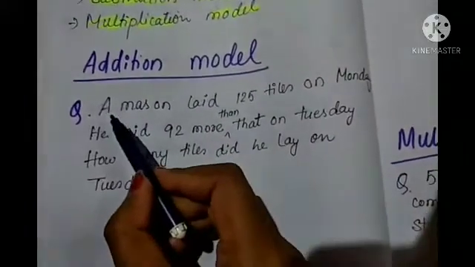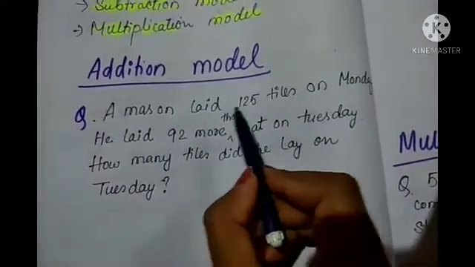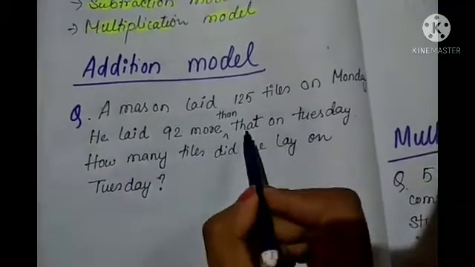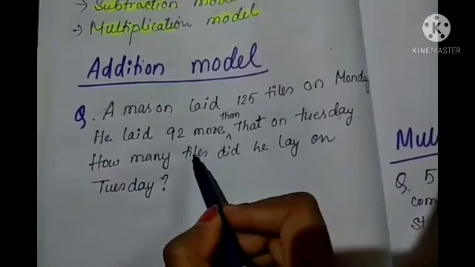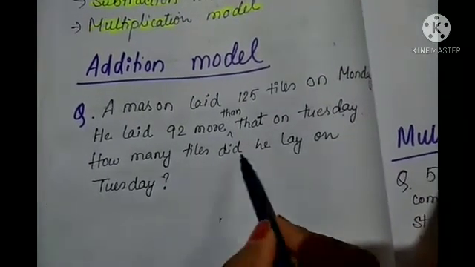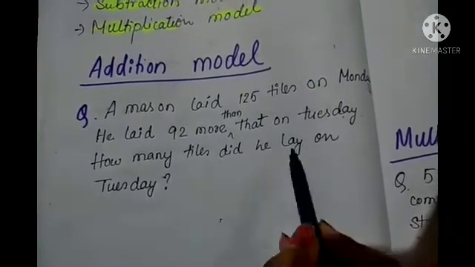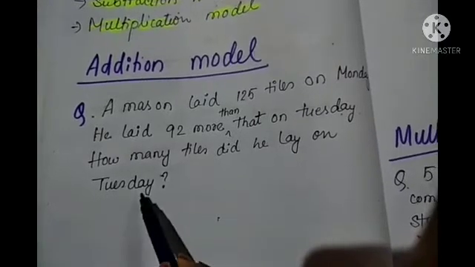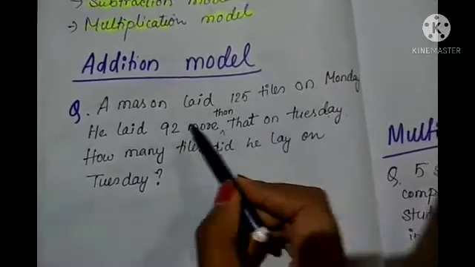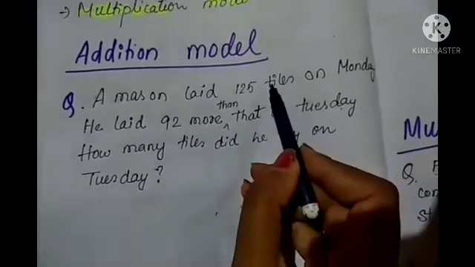Okay, so let's read the question. A mason laid 125 tiles on Monday. He laid 92 more than that on Tuesday. How many tiles did he lay on Tuesday? So you can see it is asked how many tiles he laid on Tuesday. Already it is given that on Monday 125, and on Tuesday 92 more than Monday.